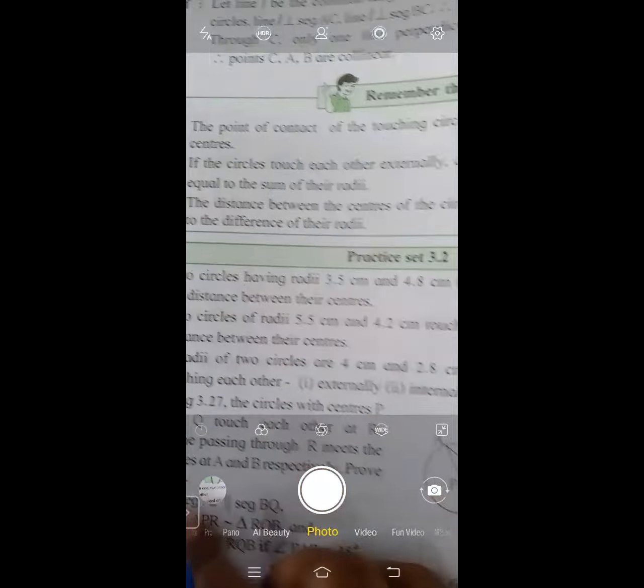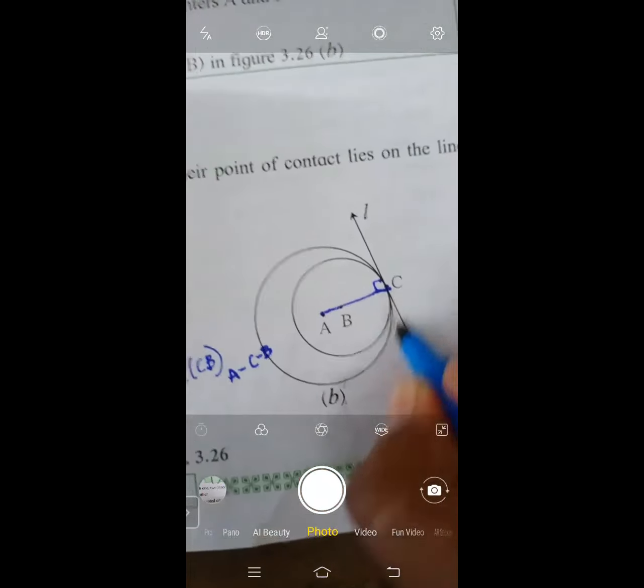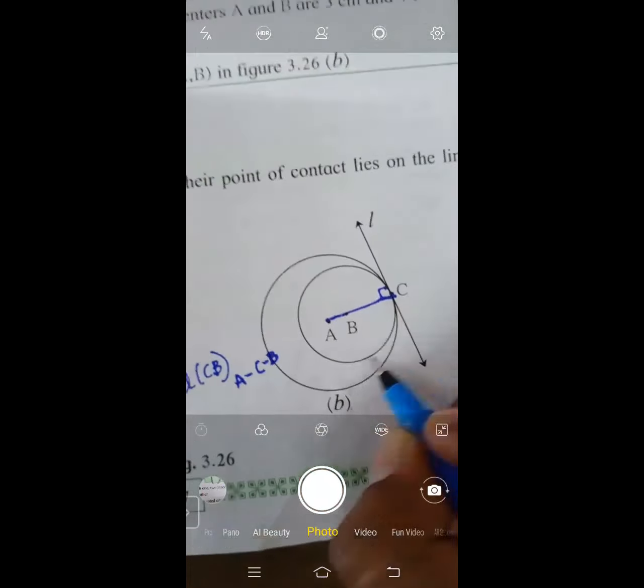This point is important for solving examples. The distance between the centers of circles touching internally is equal to the difference of their radii. Difference means we have to subtract. Now these are the two circles which are touching internally. So how will I find the distance AB? I'll take the largest radius and subtract the smaller one from it.